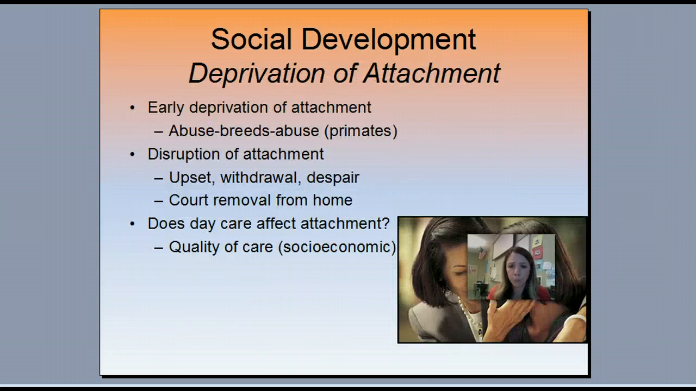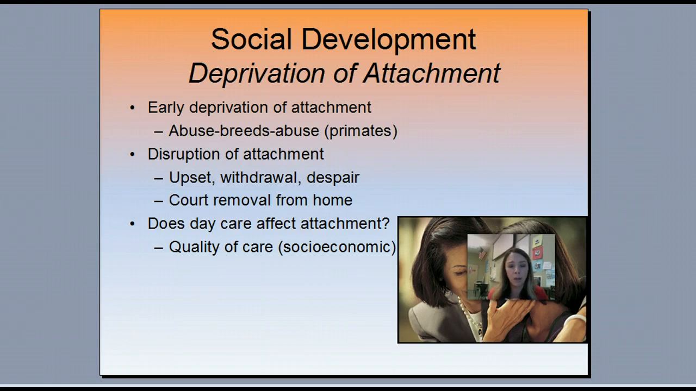Okay, now let's talk about monkeys that were deprived of attachment. Again, we tend not to do this with children, except for case studies, because it's unethical. What we find with monkeys that are deprived of attachment, so close touch and emotional closeness at an early age, is that some really bad things happen to them later. Monkeys that were abused at an early age tend to breed abuse, meaning that they later became abusive parents.